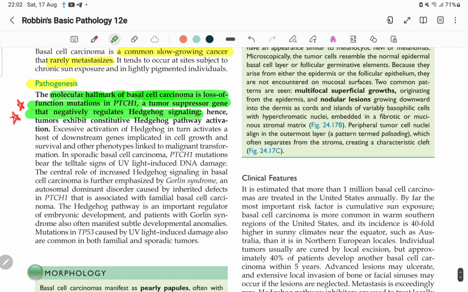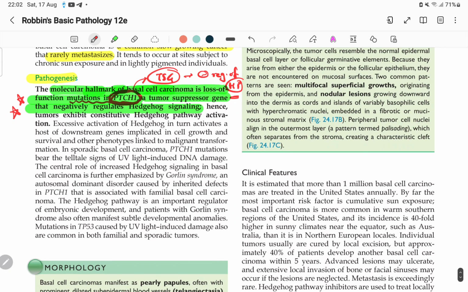Okay, so the important thing is the mutation in PTCH1. What type of gene is PTCH1? It is a tumor suppressor gene, and it is a negative regulator of which pathway? Negative regulator of the hedgehog pathway. Okay, understood? So this is the main mechanism of action.